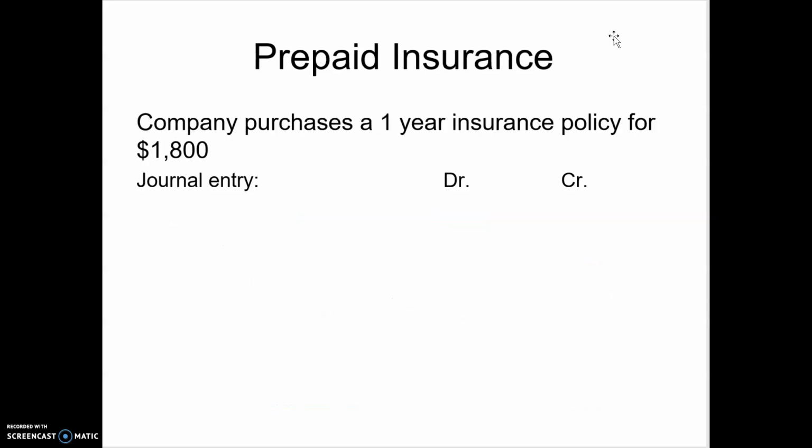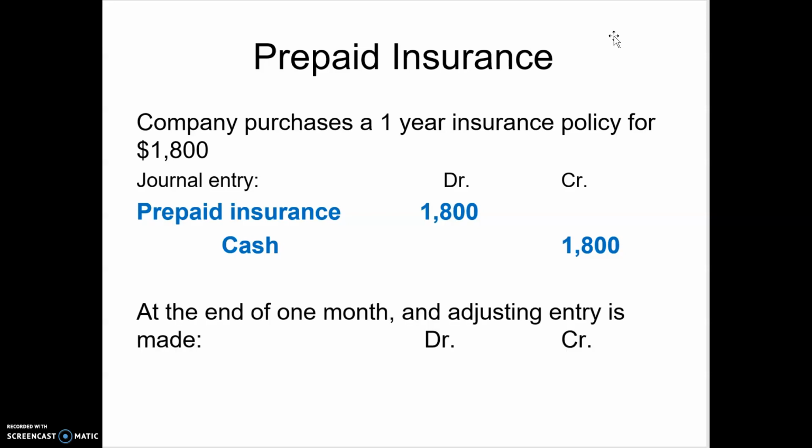Another transaction we could have seen back in Chapter 2. We buy a 1-year insurance policy for $1,800. So back in Chapter 2, this is not an adjusting entry. This is just recording business operations. We would have debited prepaid insurance and credited cash because we were paying that premium to be insured in the future. Well, after 1 month goes by, we've been insured for 1 month.